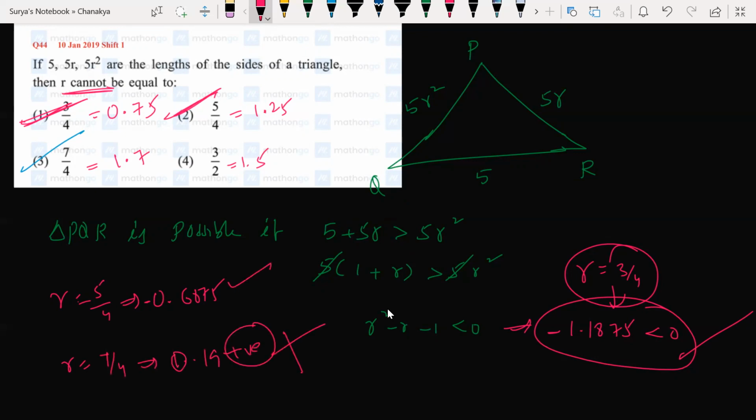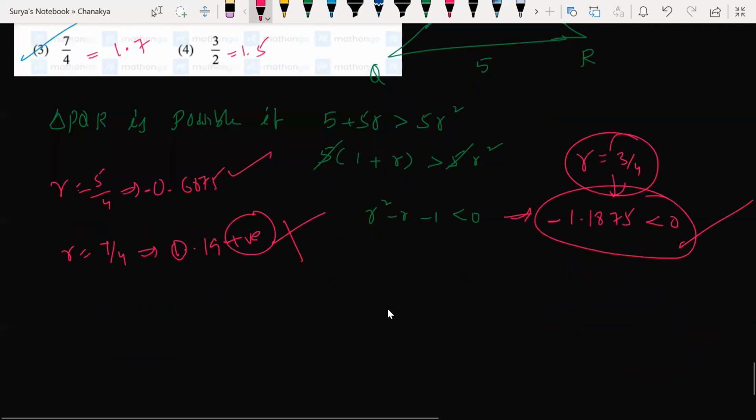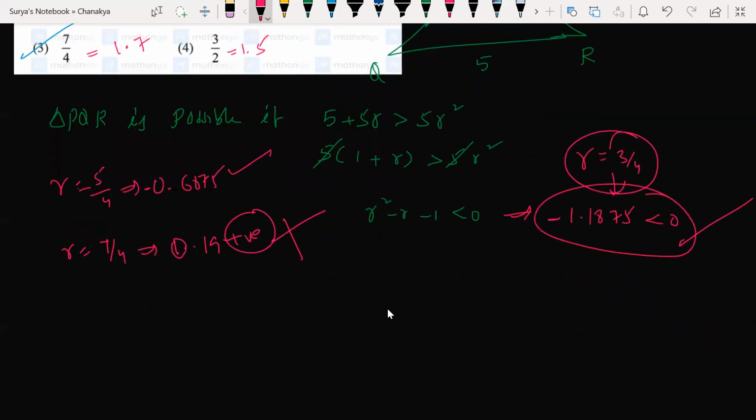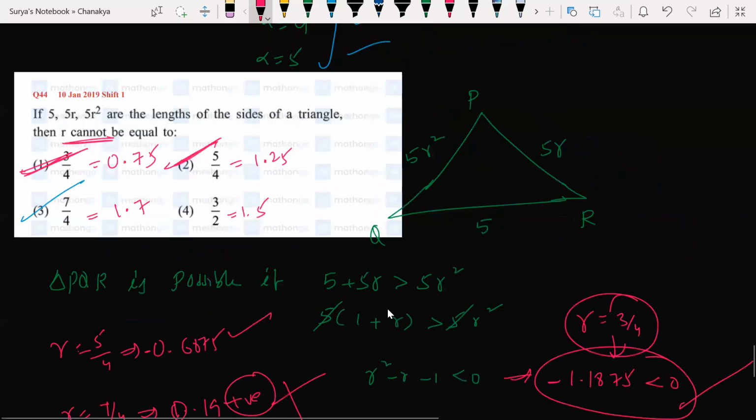This cannot be. Now 3/2, take 1.5. 1.5 into 1.5 is 2.25. 1.5 minus 1. This is also negative, beta. R value 3/2 also gives negative, somewhere around minus 0.25. Here I'm getting negative. This can be. So the R value 7/4 absolutely cannot be.